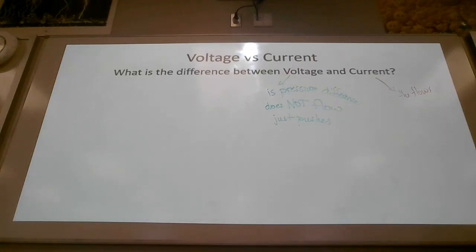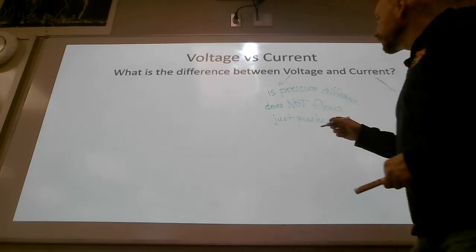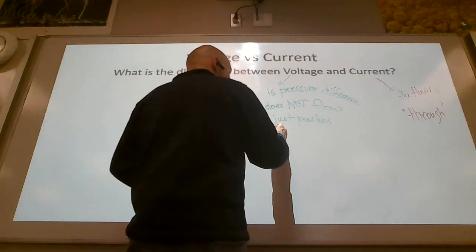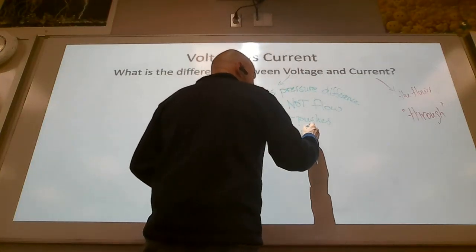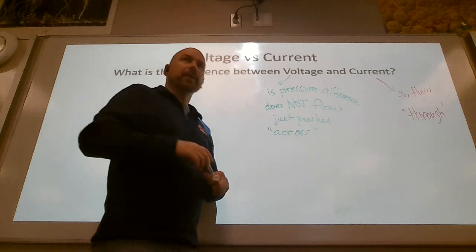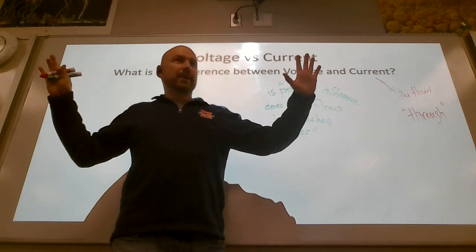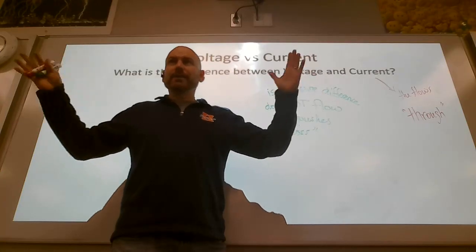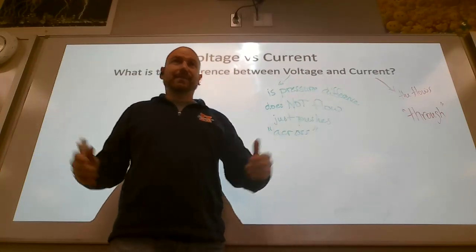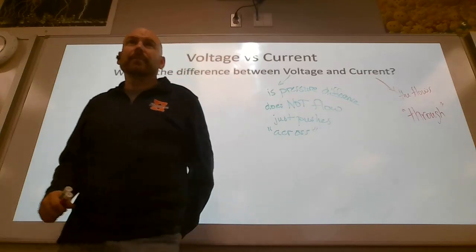The prepositions that we use: current flows through something. Voltage is measured across something. It's like how much pressure difference there is from 100 psi across to 40 psi. Pressure difference across these two points would be 60. Good with that?